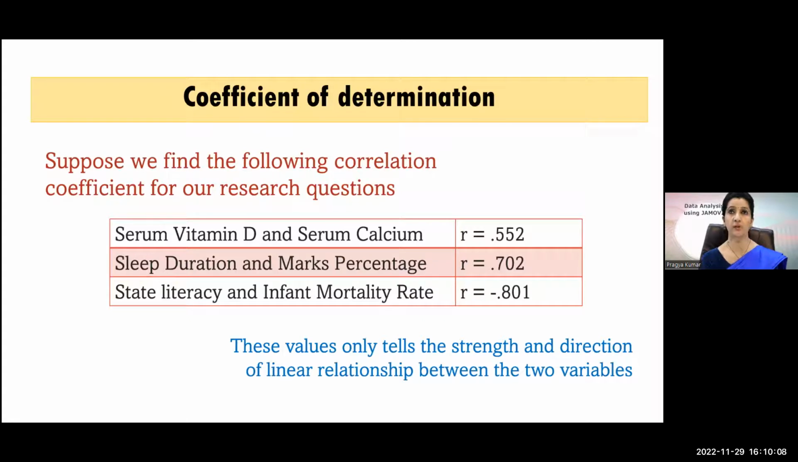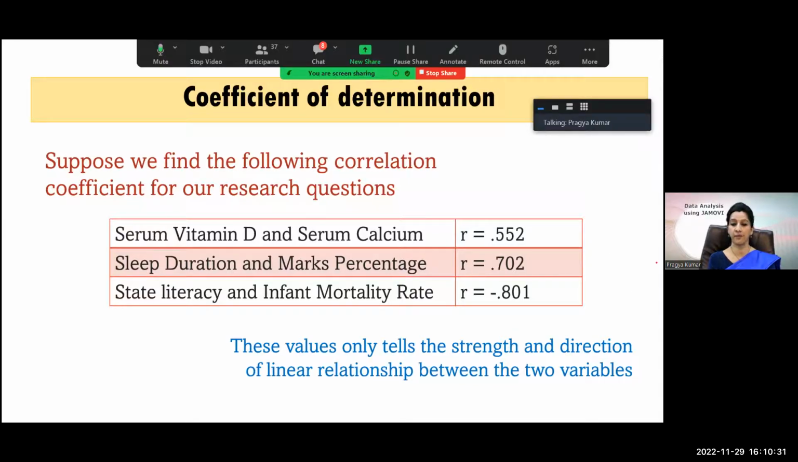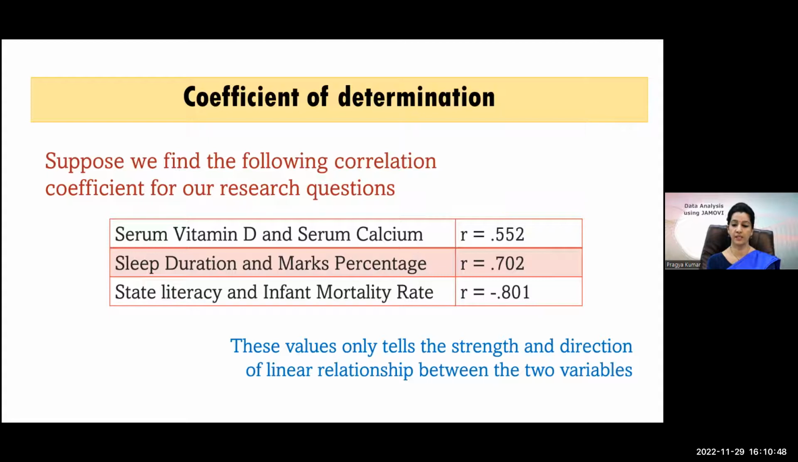Now there is something known as the coefficient of determination, which you have done actually. So suppose you find out the correlation coefficients of the three research questions: serum vitamin D and serum calcium, sleep duration and percentage of marks, state literacy and infant mortality rate. The correlation coefficients of these three are 0.552, 0.702, and 0.801. So this tells regarding the strength of association, and all these correlation coefficients say that there is a strong association because it is more than 0.5. Again, the sign tells the direction.